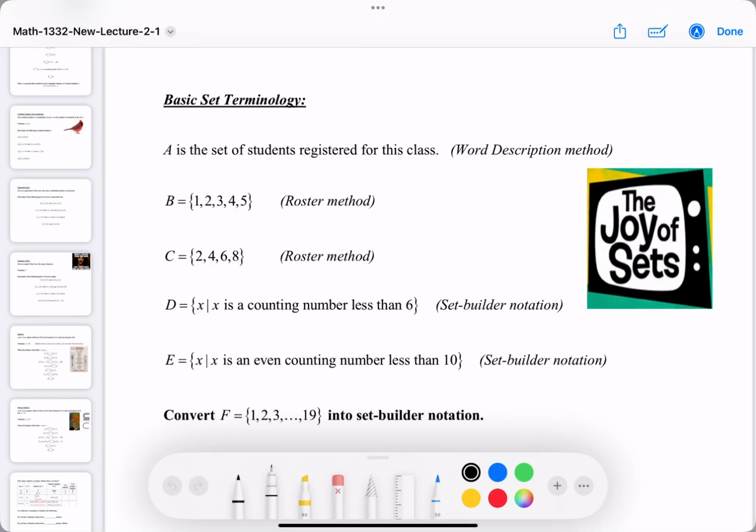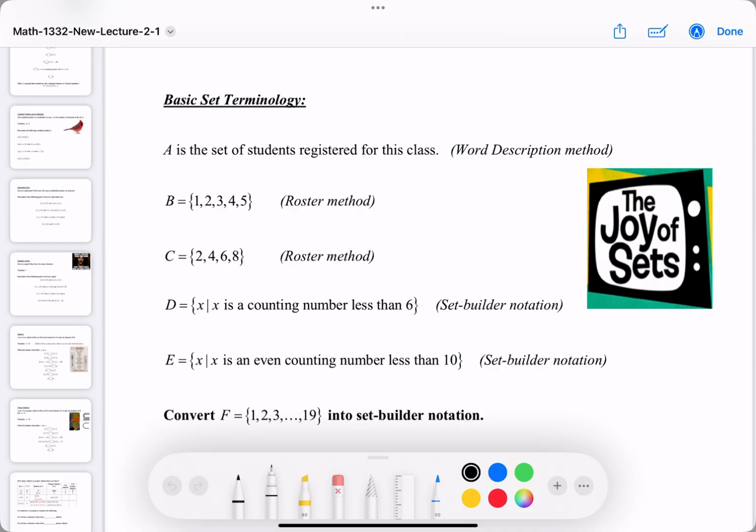Hello everyone. In this video, let's learn set and subset. Some basic terminology. A is a set of students registered for this class. This is a word description. We use a sentence to describe a set.